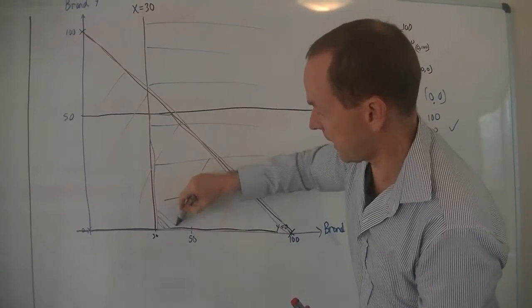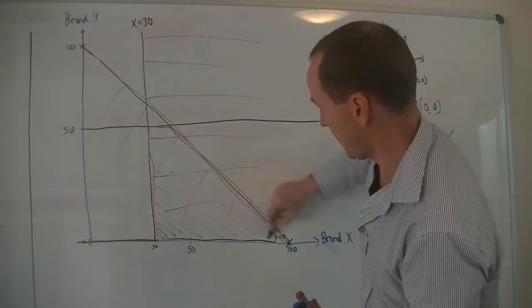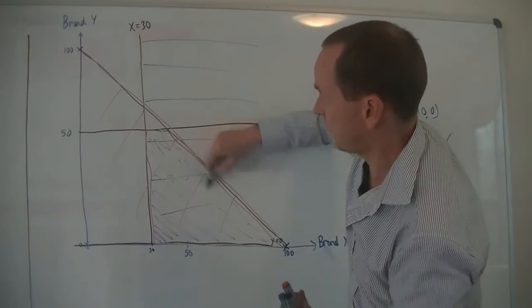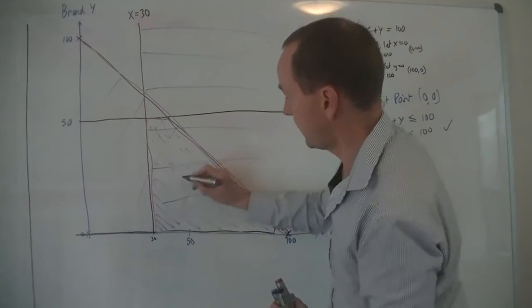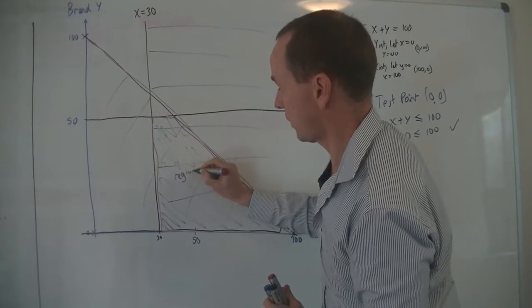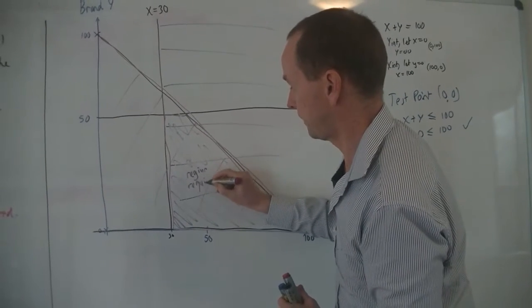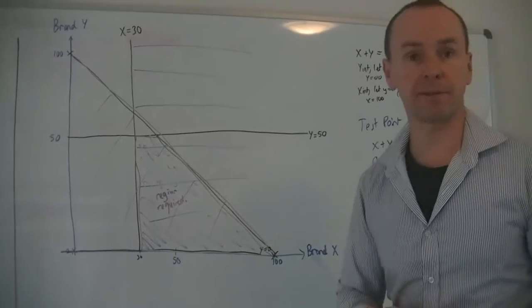So that region there, and then you have to somehow use a different colour and indicate that region there, not including that little bit there. This is the region required. Okay, hopefully that makes sense to you all.